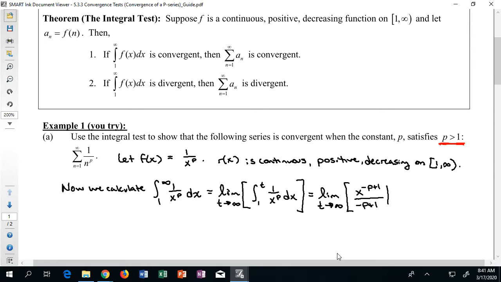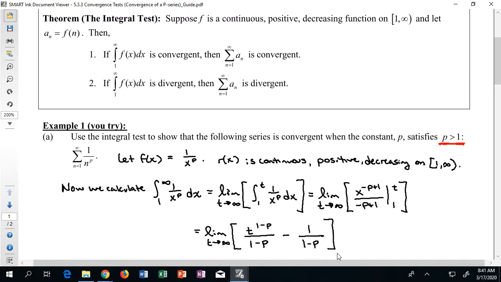Okay. Of course, I need to evaluate that from 1 to t. Remember, those are values that are going in place of x. So if I rewrite this again, I'm going to have t to the 1 minus p as the power and 1 minus p in the denominator. Notice what I'm subtracting over here, though, is pretty obviously 1 over 1 minus p.